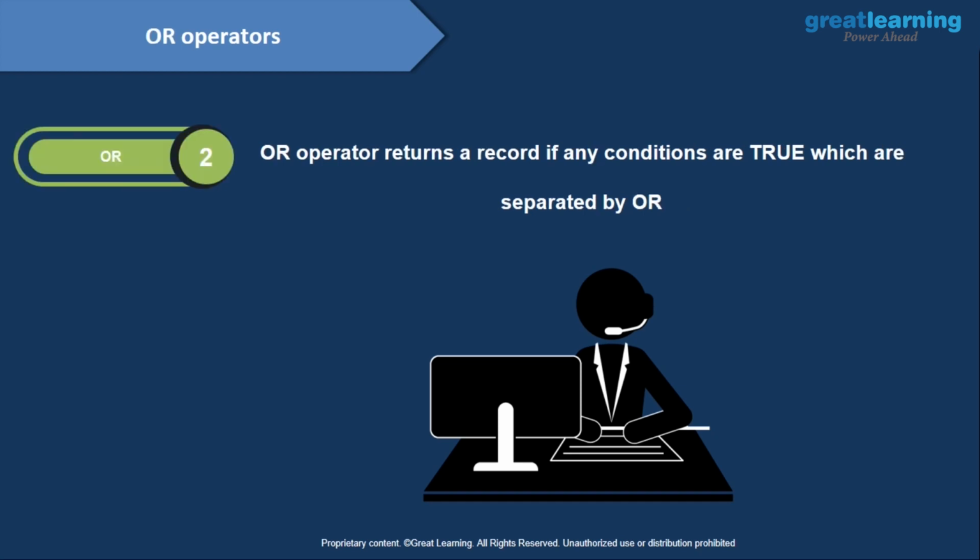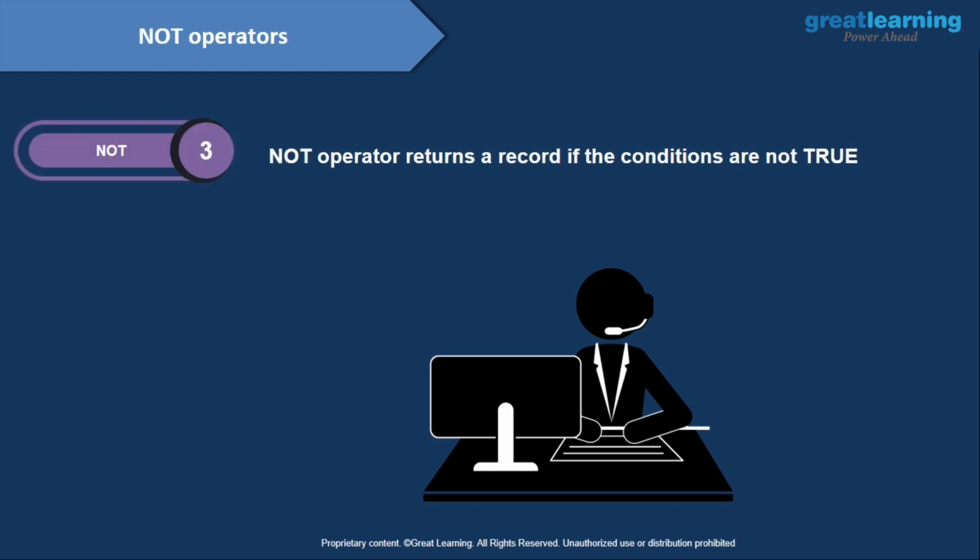Now let's have a look at the second operator, the OR operator. How does the OR operator work? The OR operator returns a record if any of the conditions separated by OR are true. Maybe you can give two or three conditions, and if any of the conditions you have put in your query is true, then you will get a result from that.